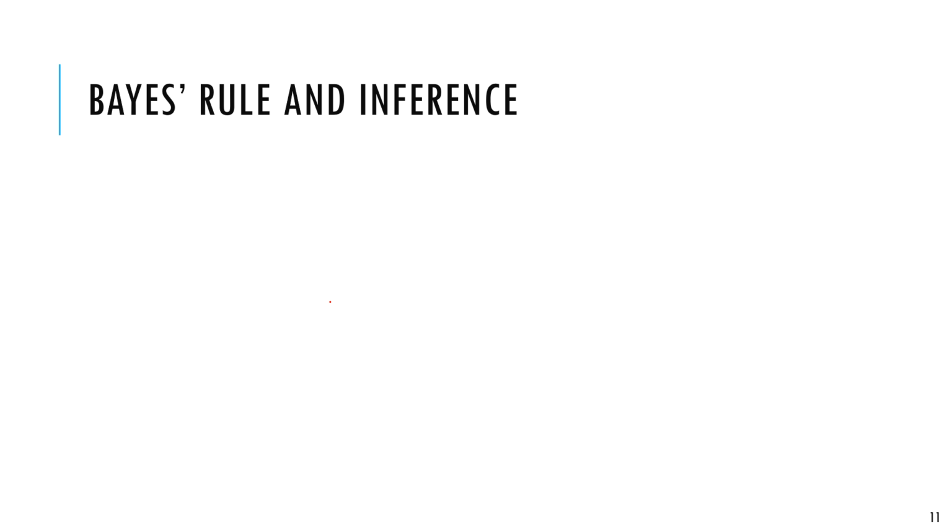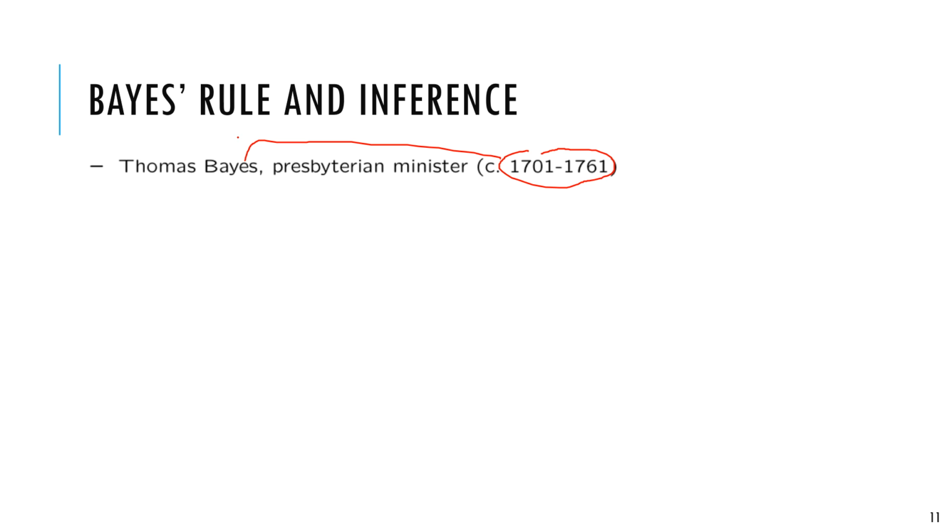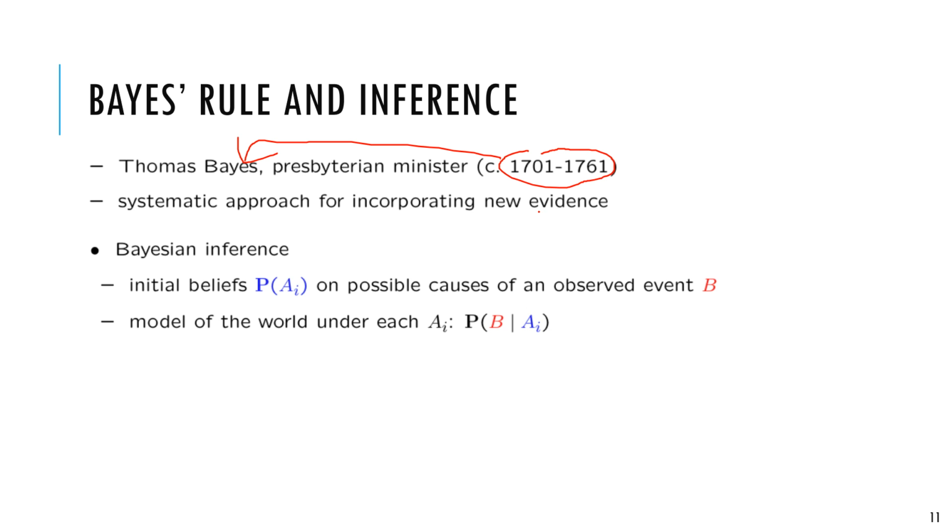The Bayes rule and inference was invented by Thomas Bayes. Thomas Bayes gave a systematic approach for incorporating new evidence.